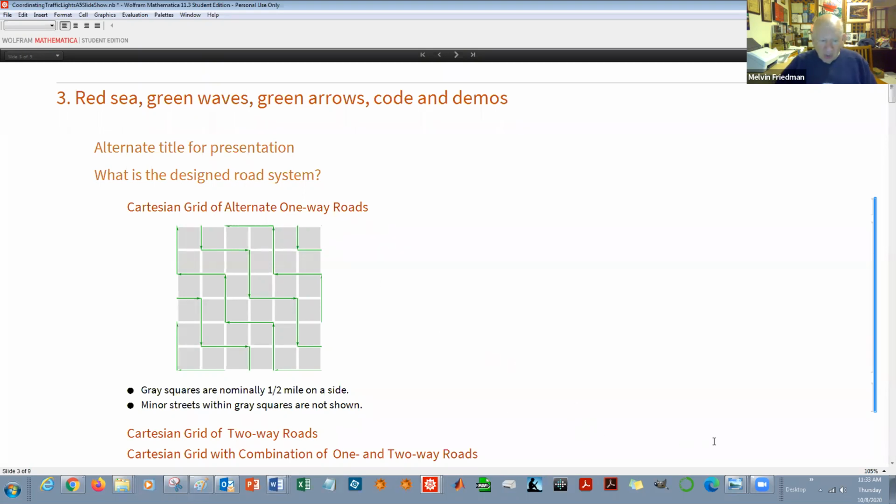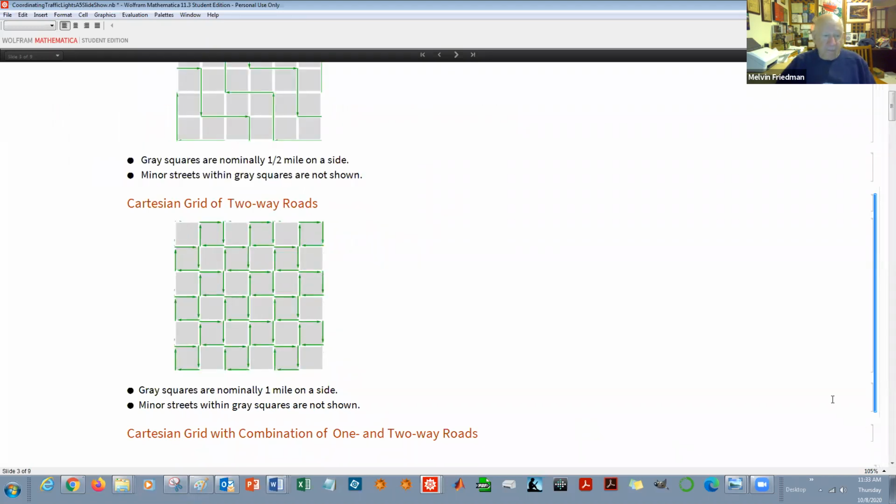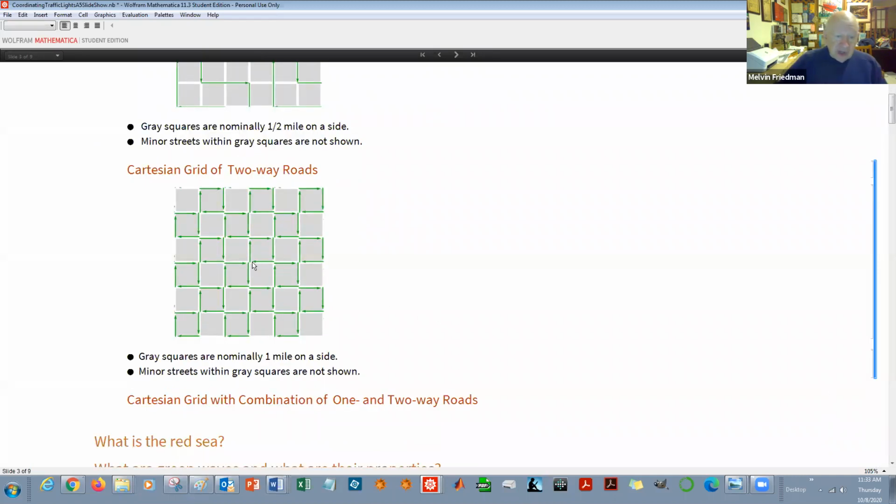I'll now show you what we mean by a Cartesian grid of two-way roads. Here you can see there are two-way roads because there's traffic heading west, east on the same road, and there's traffic heading north and south on the same road. And that's true of every road in the system. Here, the gray squares are nominally 1 mile on a side, and minor streets within the gray squares are not shown.